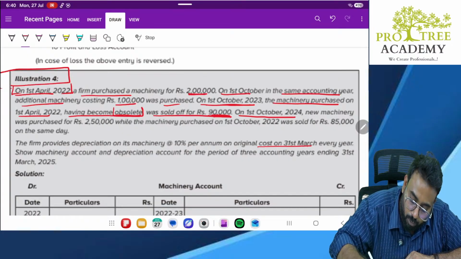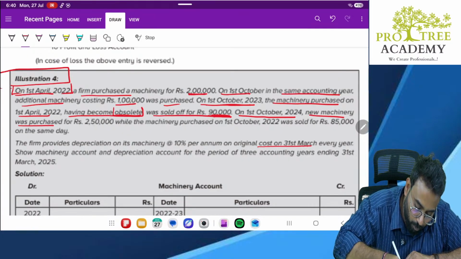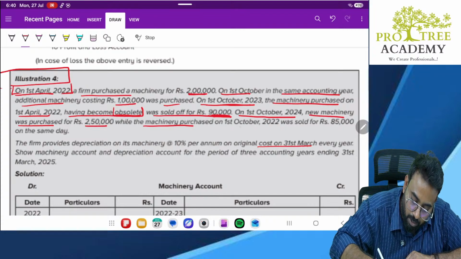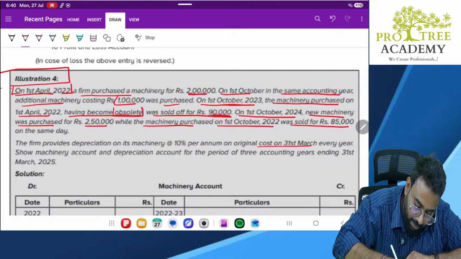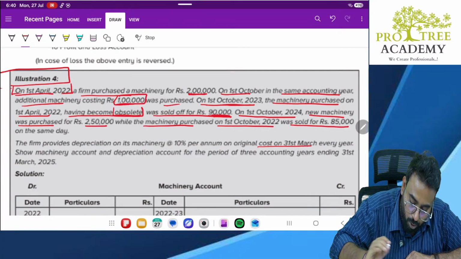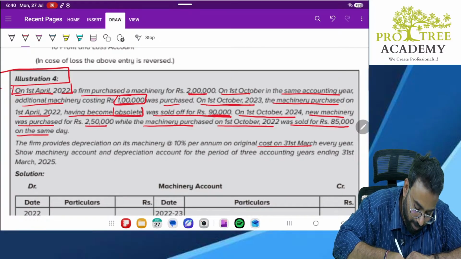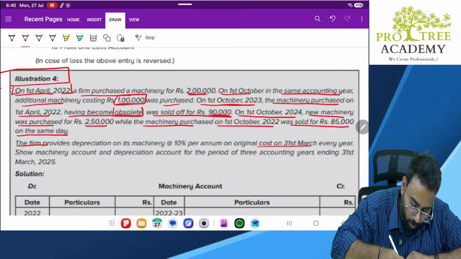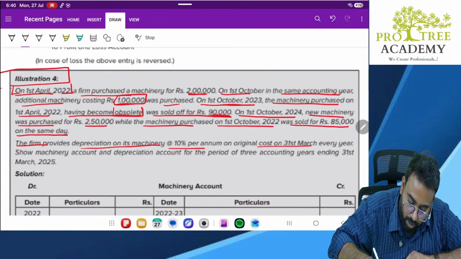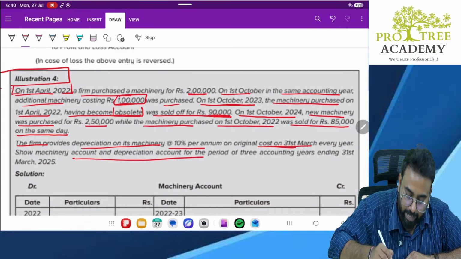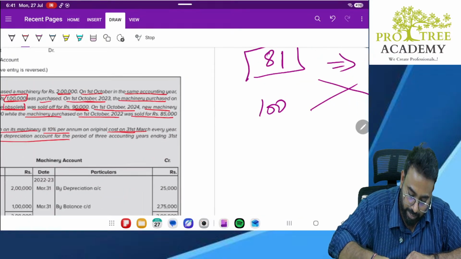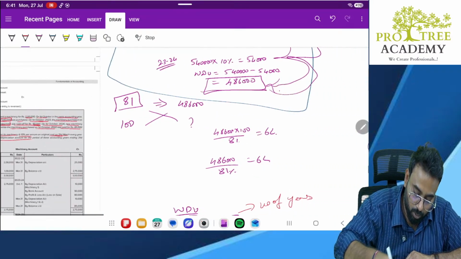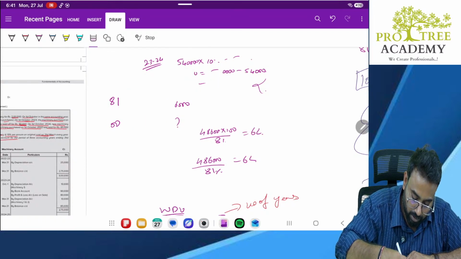On 1st October 2024, new machinery was purchased for 2.5 lakh, while the machinery purchased on 1st October 2022 was sold for 85,000. So again, this 1 lakh purchased in the first year itself is also sold for the value of 85,000 on the same day. The firm provides depreciation on its machinery at 10% per annum on original cost every year. Show machinery account and depreciation account. A good question, provided you understand the concept very clearly. Let me first explain the question itself, then you will understand the concept.